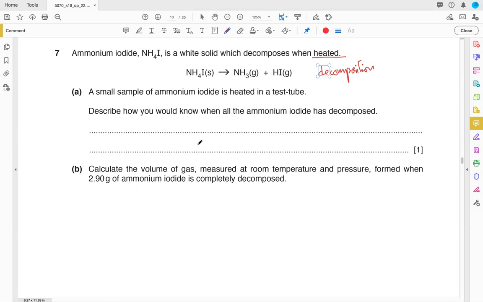Describe how you would know when all the ammonium iodide has decomposed. So looking at the equation is really important. You know that on the left side you have solid and on the right side you have gases. So because you're heating it up, you will simply say that we will know that all of it has decomposed when there are no more fumes coming up. Another way to say that is that we will know when all of the solid has disappeared. So once we know that, that will tell us that none of it is left over.